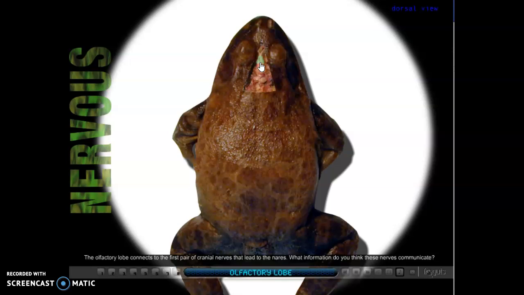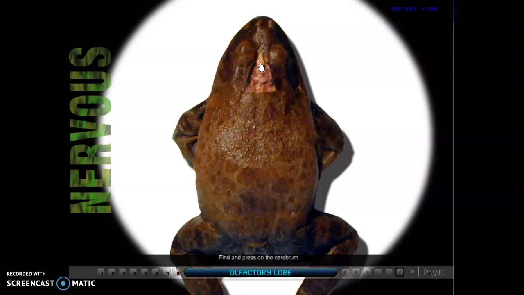What information do you think these nerves communicate? Efferent nerves are needed so that the nares can be told when to open and close, but afferent nerves are also needed to tell the brain which odors the nares detect.